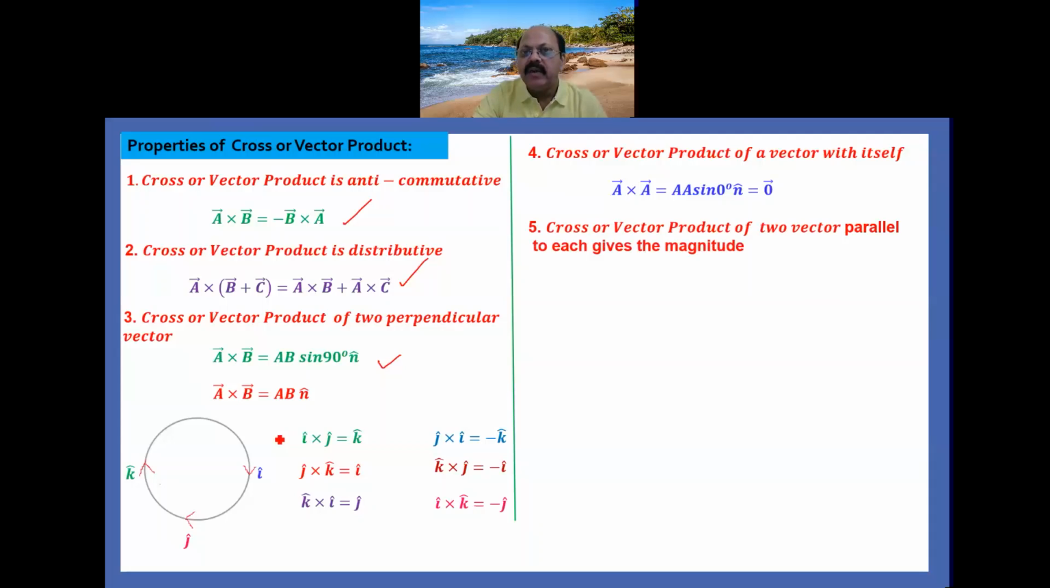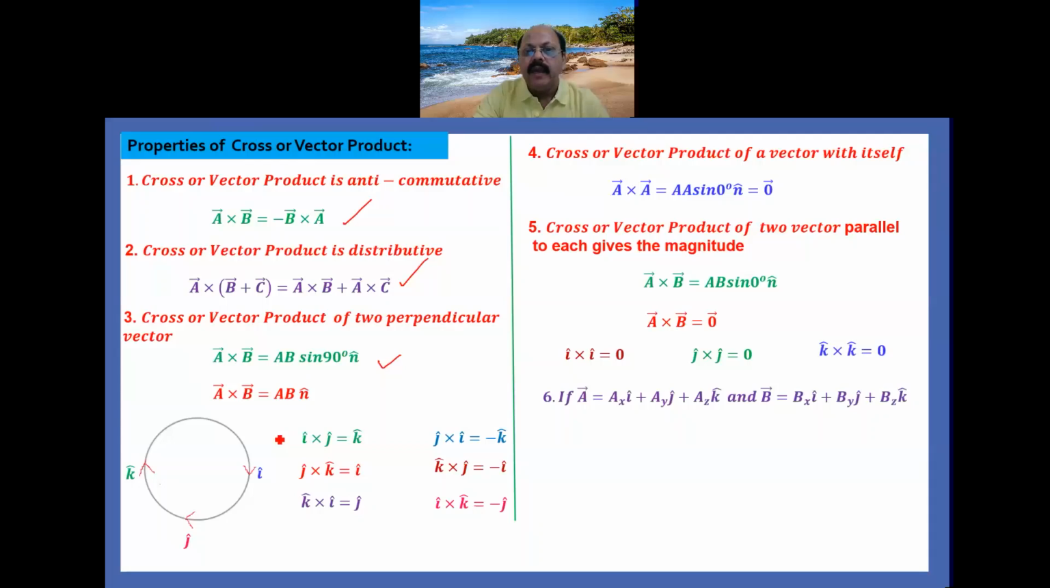Now the fifth one is the cross or vector product of two vectors parallel to each other. That is A vector cross B vector equals AB sine 0 n cap. Then it comes to be A vector cross B vector equals 0 vector, and the magnitude of the 0 vector is 0. So by using this concept we can say that I cap cross I cap equals 0, j cap cross j cap equals 0, k cap cross k cap equals 0. Now the sixth property, where you take the cross product in terms of the Cartesian coordinates.